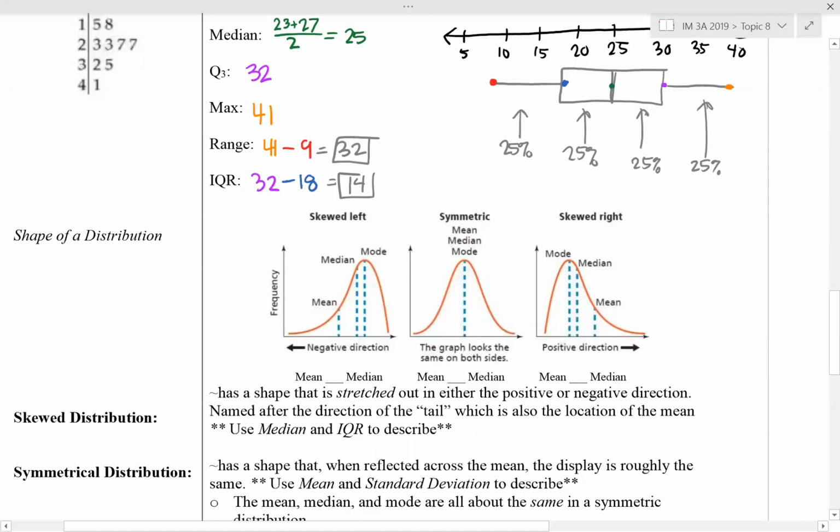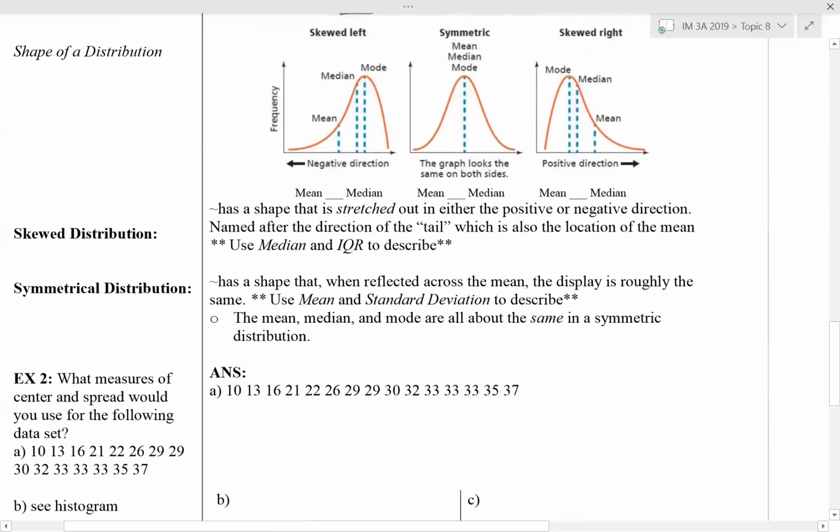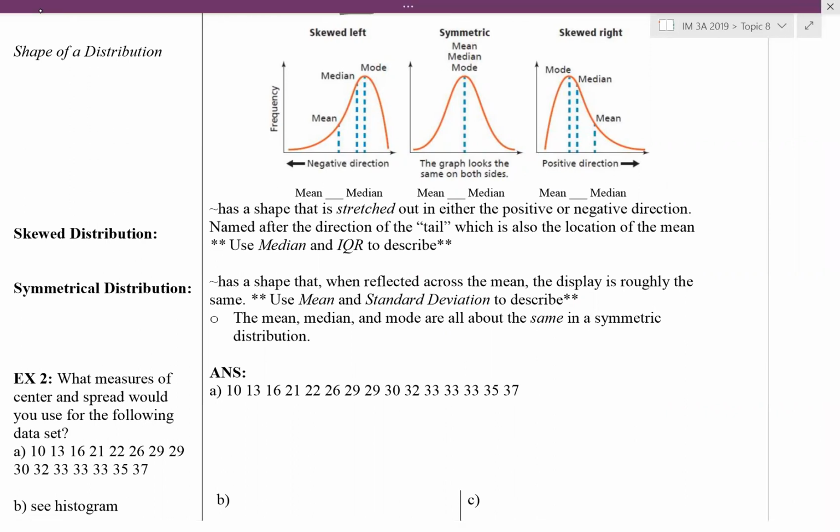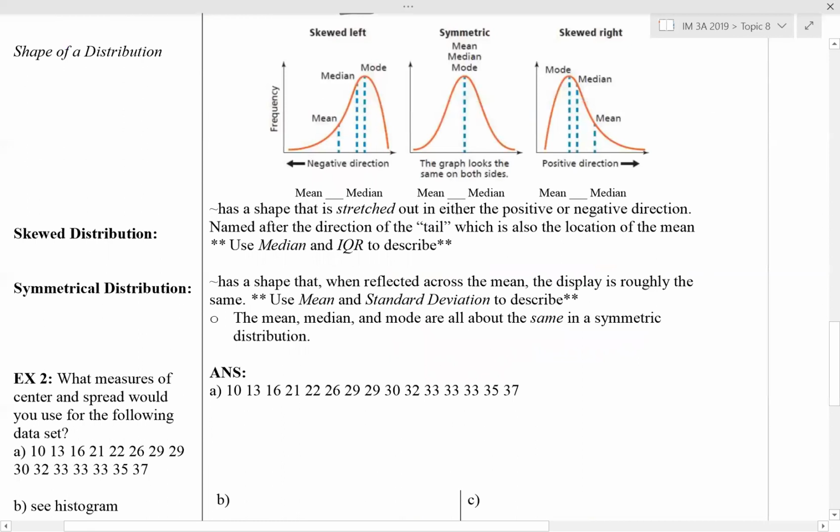So what we're going to look at next is organizing and being able to describe shapes of data. The shapes of distribution in general, we're going to talk about 2 main types: a skewed distribution and a symmetrical distribution. A skewed distribution has a shape that's stretched out either in the positive or negative direction. It's named after the tail of the graph, which is also the location of the mean, so which side the mean is on. In a skewed distribution, it's either going to be skewed left or skewed right.